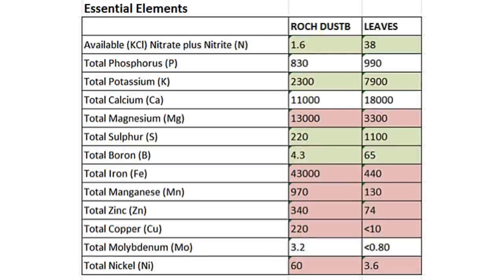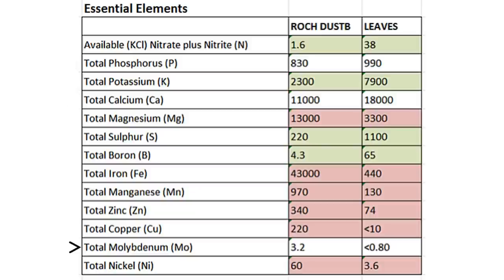Now let's compare the essential elements in leaves versus those in rock dust B. Clearly, rock dust B compares more favorably to leaves than does rock dust A. Rock dust B has significantly more magnesium, iron, manganese, zinc, copper, and nickel. Leaves have significantly more nitrate, nitrite, potassium, sulfur, and boron. Though in a statistically similar range, leaves also have more phosphorus and calcium.